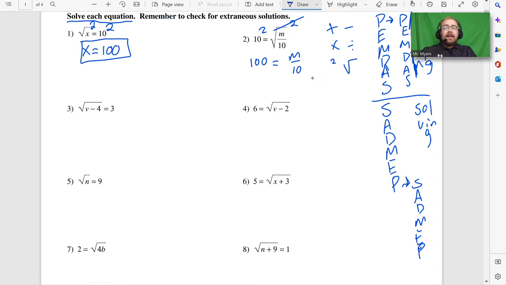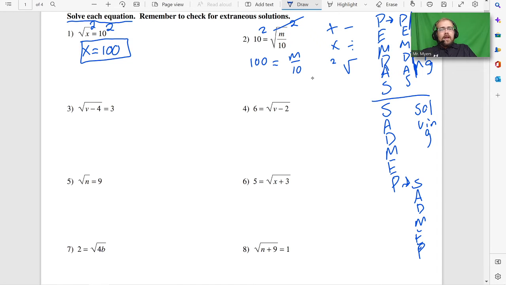So what just happened here was the m over 10 was like stuck inside of a parentheses. Now a square root is technically not a parentheses, but it is a way to group things. Anything under the square root is all grouped together. So sometimes I call it SADMEG, G for grouping instead of P for parentheses. But it's all kind of in a parentheses, even though you're not actually putting parentheses. It's all grouped together.